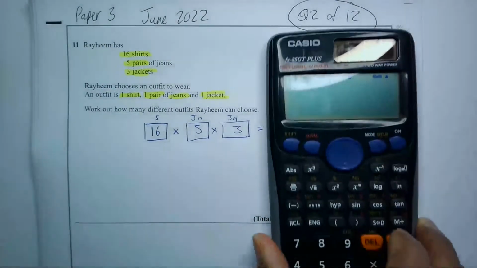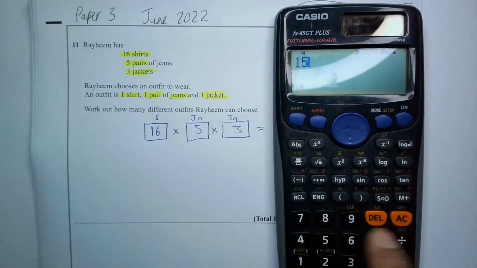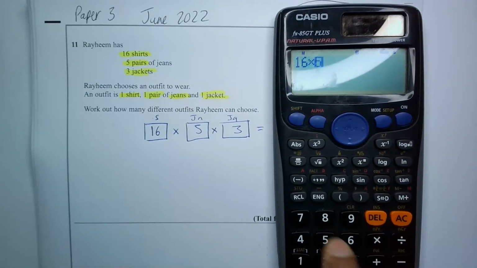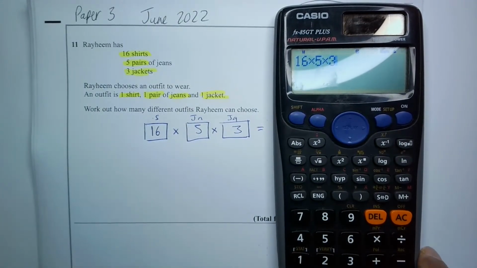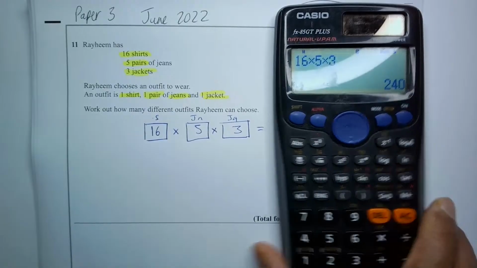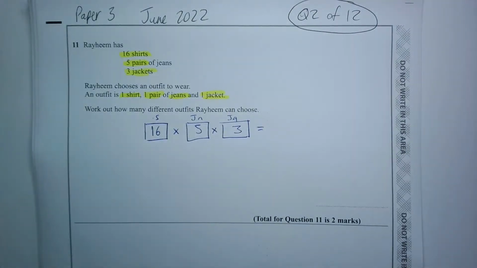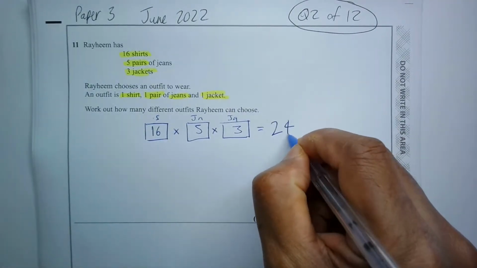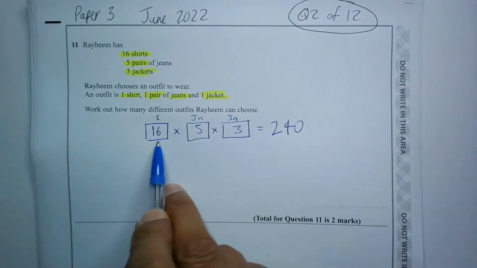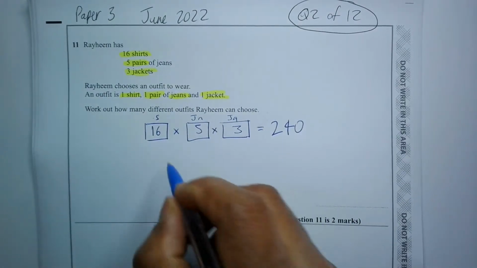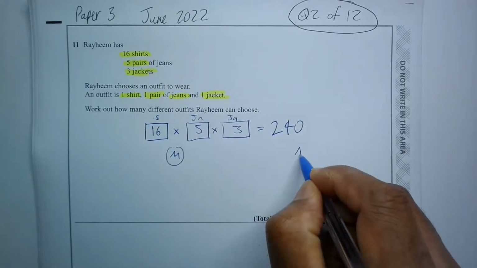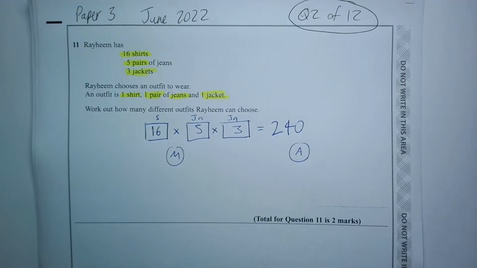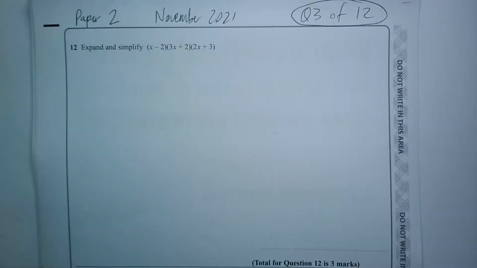So we can put this into our calculator. 16 times by 5 times by 3 gives me 240. Okay. And usually for this working out method is a method mark, and for this is your accuracy mark. So that's our 2 marks. Let's go to the next question.